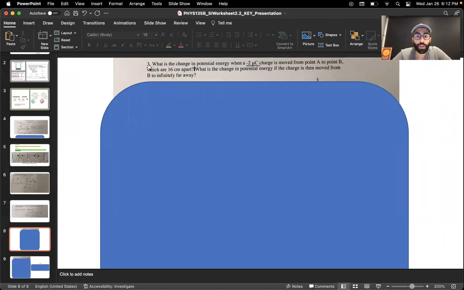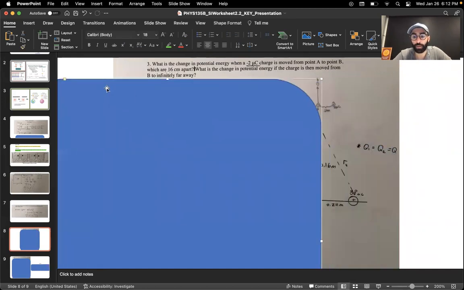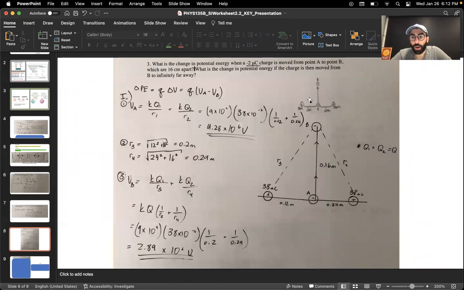So it says, what is the change in potential energy when a -2 microcoulomb charge is moved from point A to point B, which are 16 centimeters apart? What is the change in potential energy if the charge is then moved from B to infinitely far away? So here's our drawing. I'm just going to delete this also. Here's our drawing we're given.